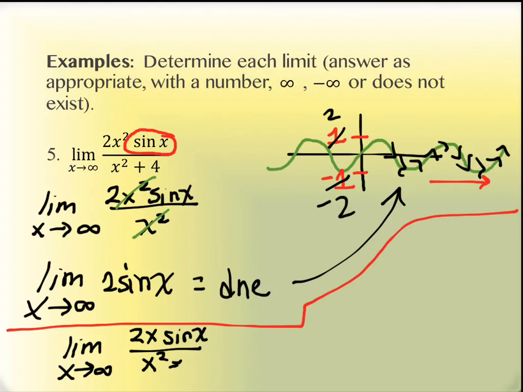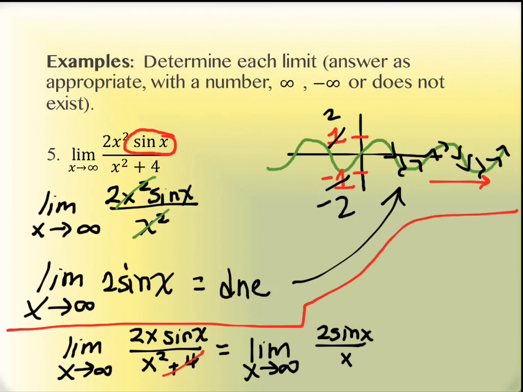Now parts of this are the same. That is to say that the plus 4 still doesn't matter. But parts of it are different as well, right? So this limit as x approaches infinity, if I ignore the plus 4 because it doesn't affect the limit value, could reduce to 2 sine of x over x.